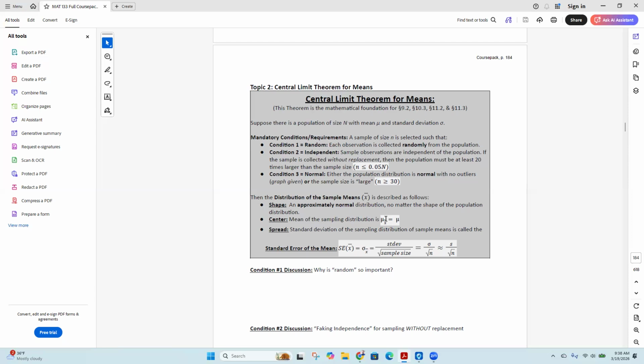The spread, though, is what we need for question number 3 in our Chapter 8 review. The spread is called the standard error of the means. So here's our formula, the SE x-bar formula. I don't know if that helps you memorize it or not, but the SE x-bar formula here is the standard deviation of the population or the sample, divided by the square root of the sample size.